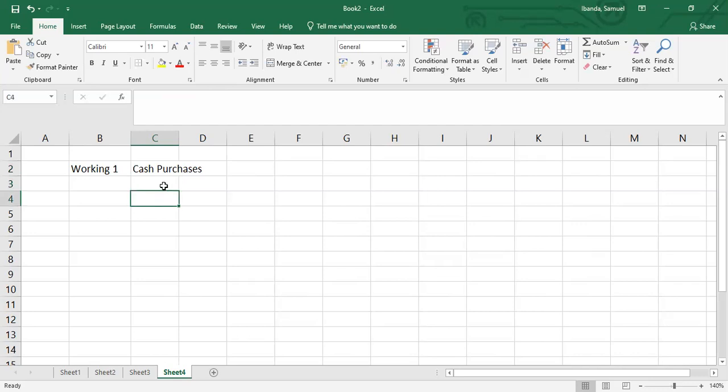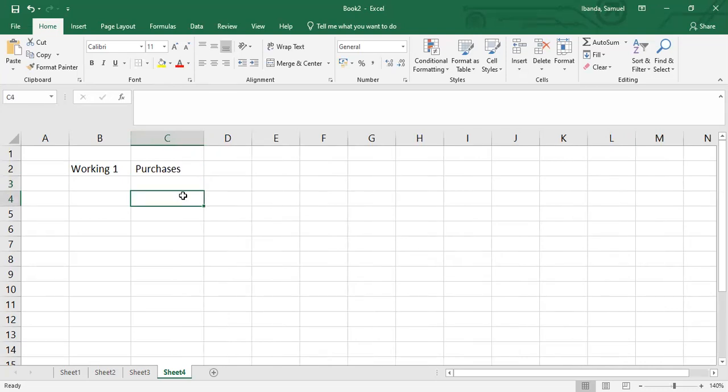okay? So now, cash purchases, we've not been given these purchases. They have actually not given us purchases. So we're actually determining all the purchases, okay? Now, the way to determine these purchases, and you have often come across such similar questions, I want you to be very, very attentive here, okay?